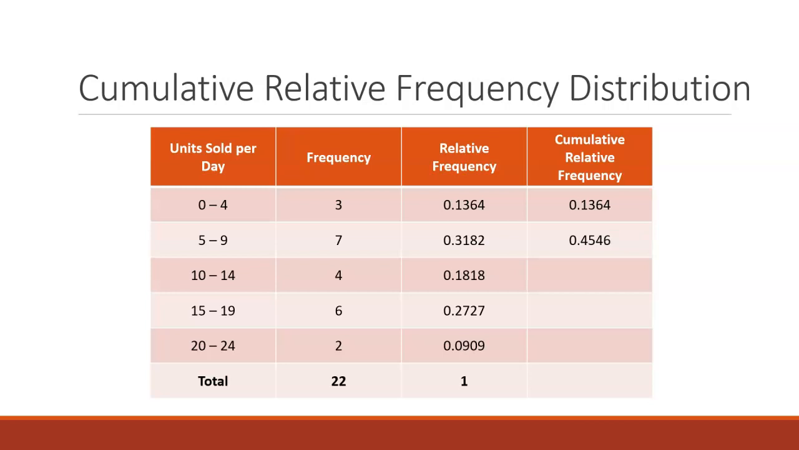So now, if we wanted to say, okay, selling 0 to 9 units, that's about 45% of the time. Or if we keep adding, if we add the 0.45 to the 0.18, we get the 0.63. So now 0 to 14 units is about 63% of the time. 0 to 19 units is about 90% of the time. So we can work our way down this cumulative relative frequency, and it will help us understand our data a little bit better.